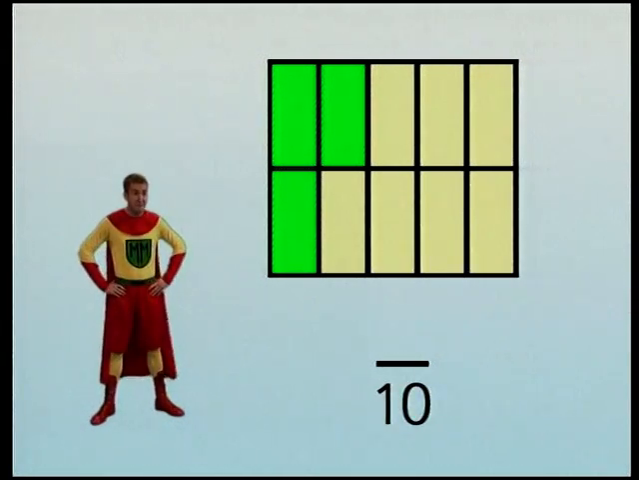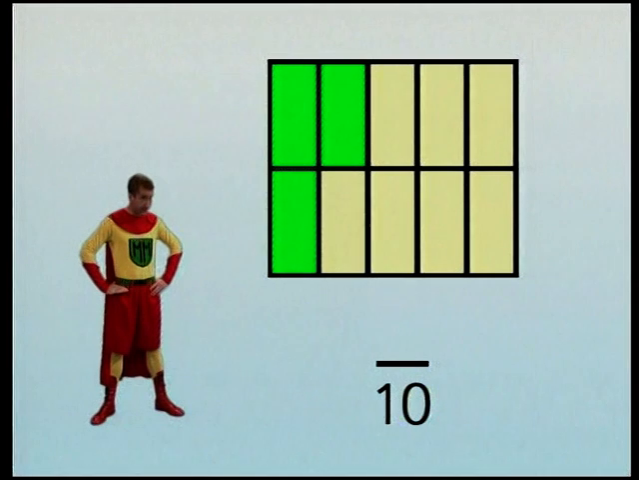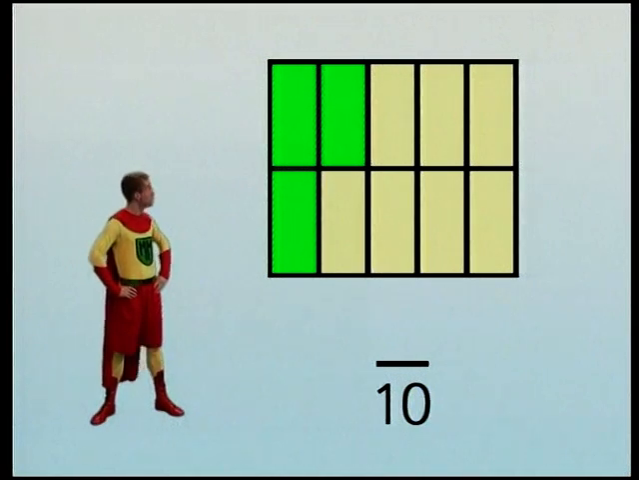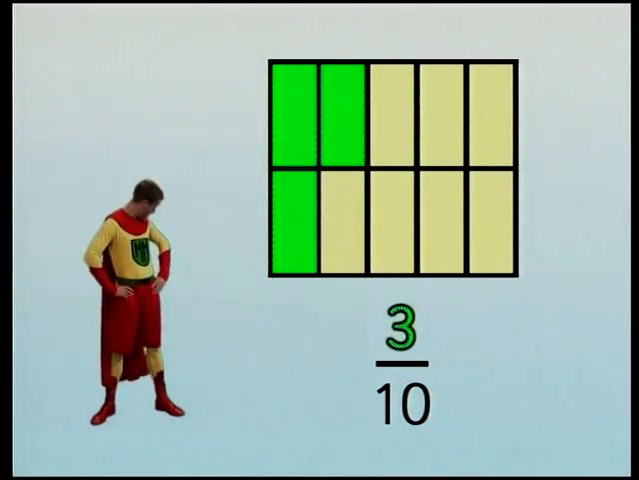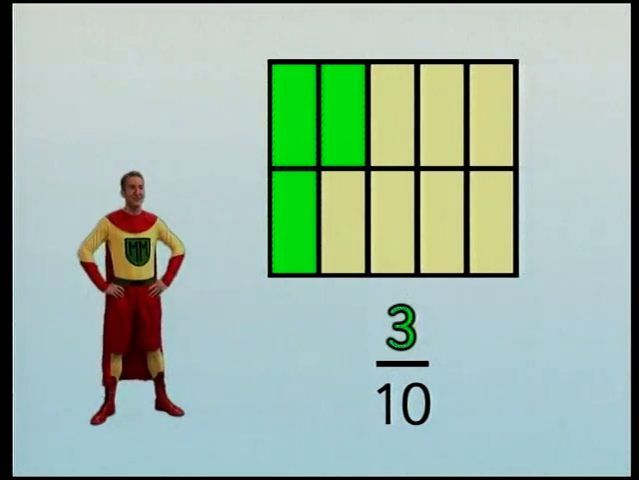Now for the top number. How many parts do we want this time? Write this number above the line. Well, that's the green parts, and there are 1, 2, 3. So, that's 3 out of the 10, which is 3/10. Excellent, Maths Man. That shape was split into 10 equal parts, called tenths.